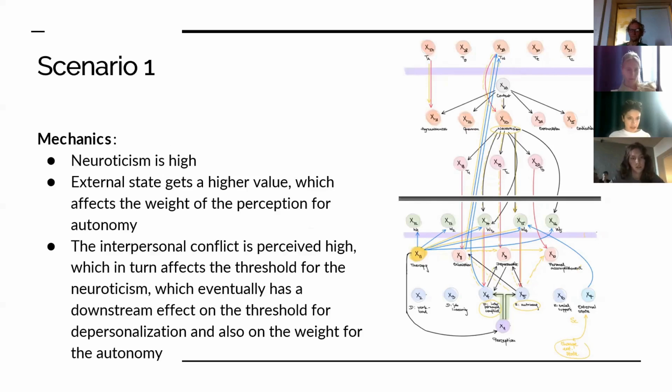So as mentioned before, these are the mechanics: the threshold for neuroticism is set high. And at first we looked at it in the context of it not changing, meaning that it has a speed of zero. But of course, this is something that can change with time, and that's why it has a level of adaptability. We have affected the values for the external states. In this case, they were quite high. And we could see that there was an increase in the perception of autonomy, and the threshold for neuroticism is also affected, and that has obviously a downstream effect on depersonalization, which is in turn directly affecting personal accomplishment.